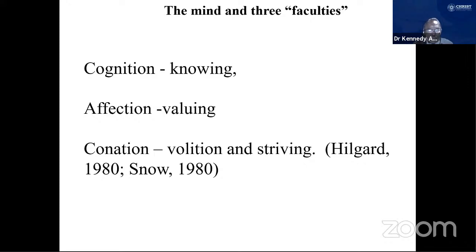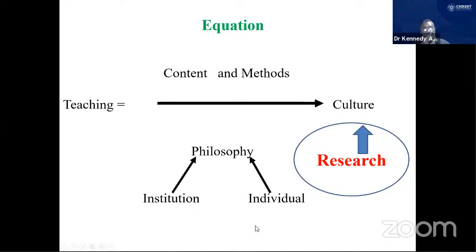Today we have something called the fMRI, the functional magnetic resonance imaging, to look at how the brain functions. But look at the great people like Bloom and others who talked about cognition, affection, and volition much before this technology could come, and how the brain functions and how learning happens. So, just to look at the equation.